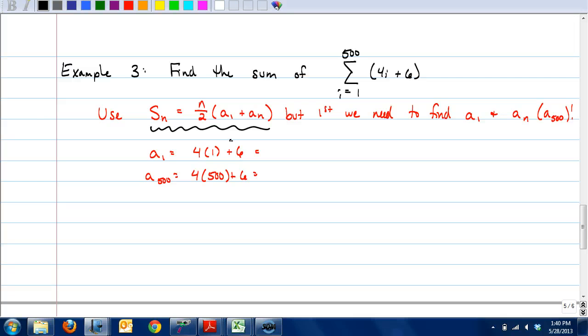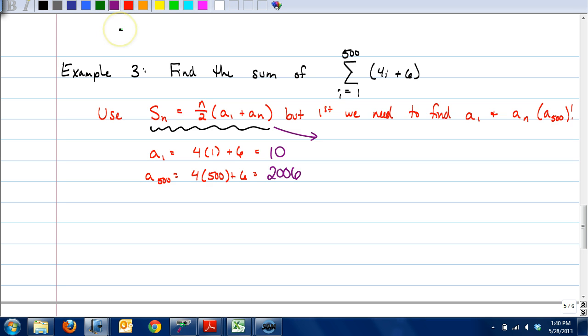So to find the first term, you put 1 in that sequence. 4 times 1 is 4, plus 6 gives me an answer of 10. To find the last term in the sequence, I put 500 in that formula. So 4 times 500 is 2,000, plus 6 gives me 2,006. And now I'm going to plug it in that formula.